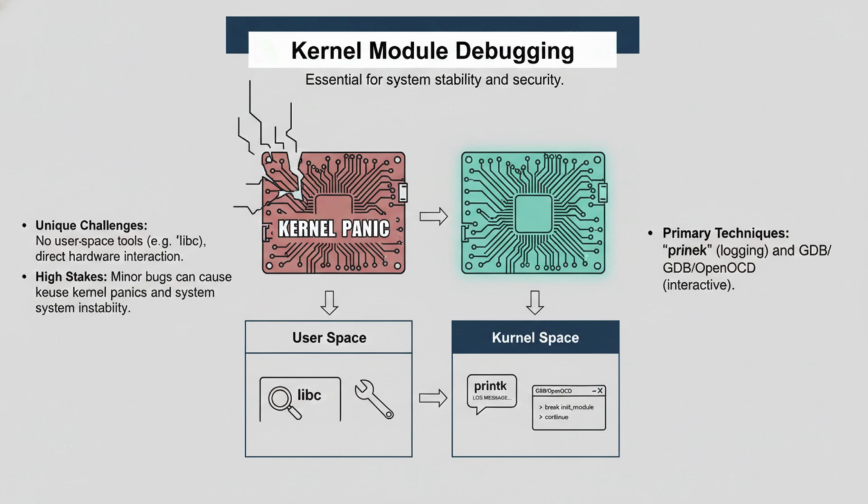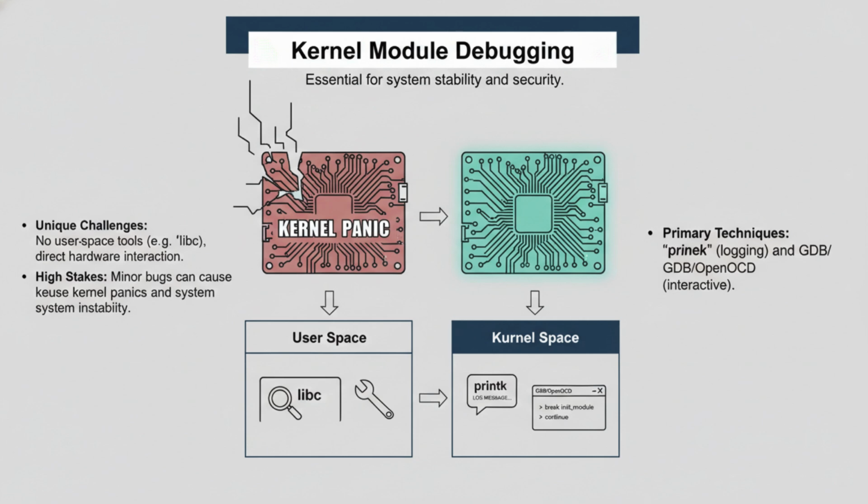Debugging kernel modules presents a highly specialized and unique set of challenges compared to typical user space application development. Within the kernel environment, developers inherently lack access to standard C libraries like libc, and traditional user space debugging tools are completely non-functional. Furthermore, the inherent criticality of kernel code means that even a minor bug can lead to catastrophic system instability or a complete kernel panic, demanding meticulous precision.